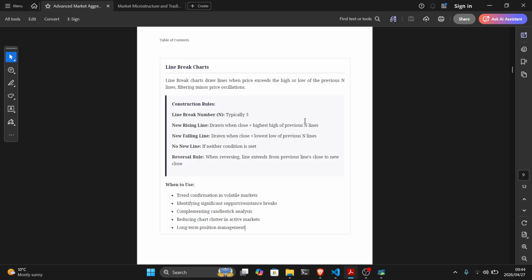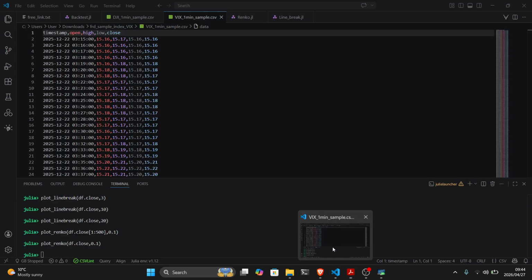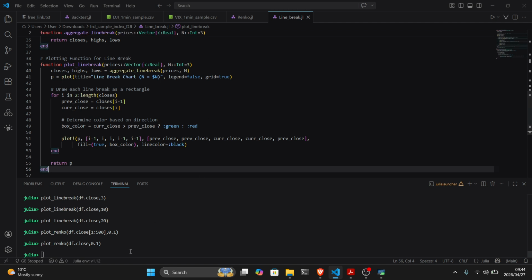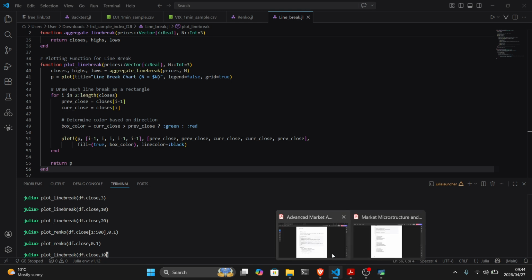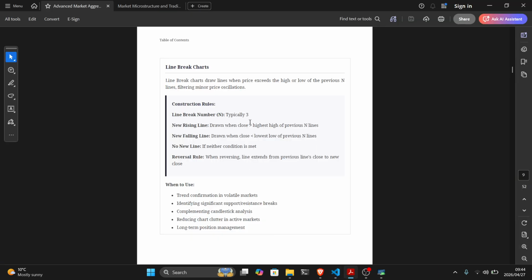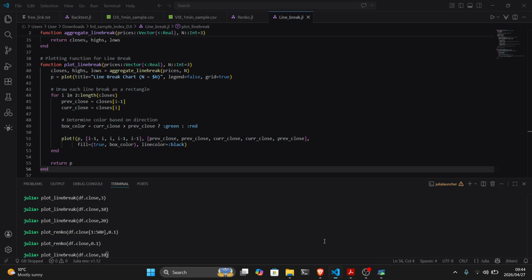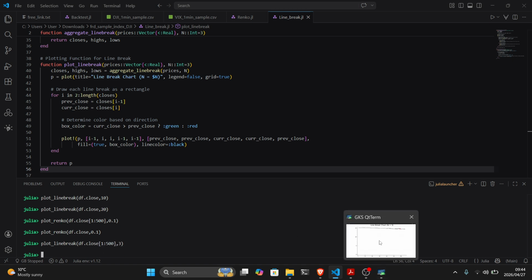Now, let's get into the code. Here's my line breaks function. Now, I'm going to be using a line break number of 3 at first. I'm going to be taking a fraction of my data, just about 500 entries worth. Now, let's look at it.